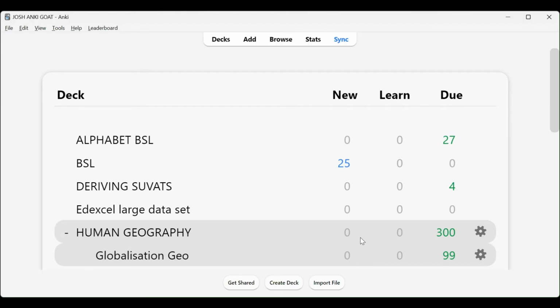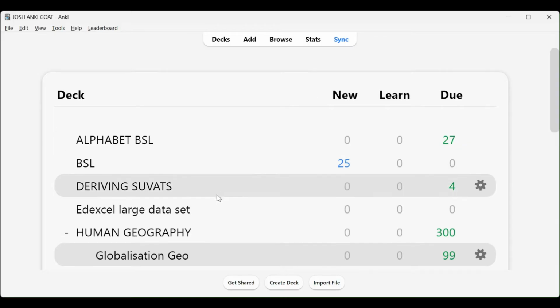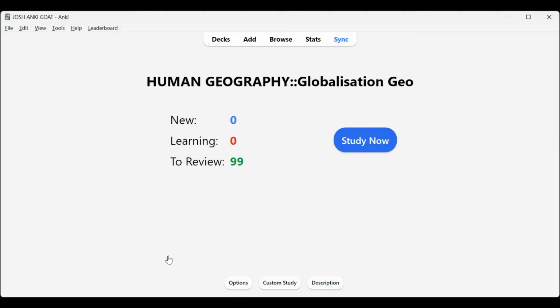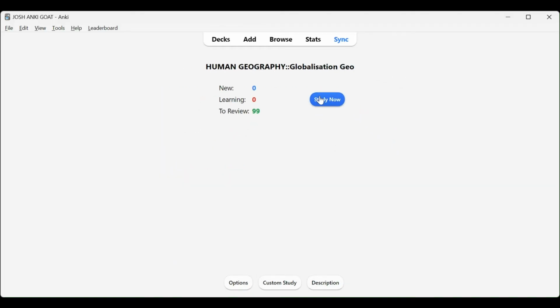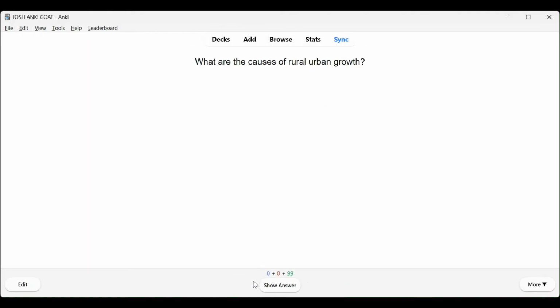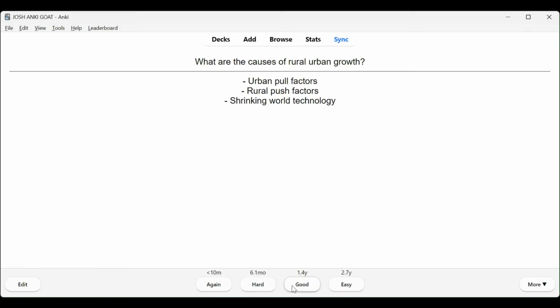Alright, so once you've downloaded Anki and my deck on Anki, which should be something about globalization, geography, blah blah blah, press into it and press study now. And then, what are the causes of rural urban growth? It'll probably be like, I don't know, technology or something, shrinking world technology. Press show answer and it will show you the answers. And then you press what difficulty you think it is.